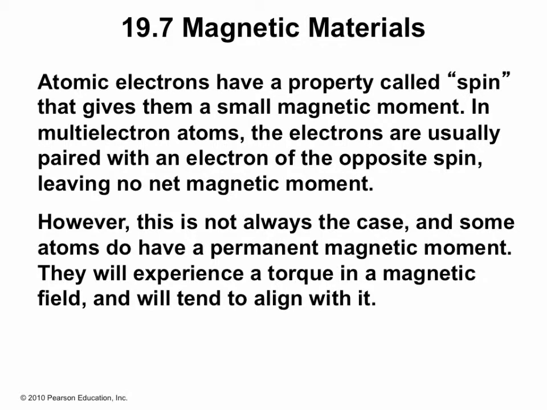A cool thing about atomic electrons is they have a property that's called spin. That gives them a small magnetic moment. It's almost like they're small magnets. In multi-electron atoms, electrons are usually paired with an electron of an opposite spin, so there's usually a pair of an up spin and a down spin. This leaves no net magnetic moment. However, this is not always the case. Some atoms do have permanent magnetic moments, so they'll experience a torque in a magnetic field and they will tend to align up.